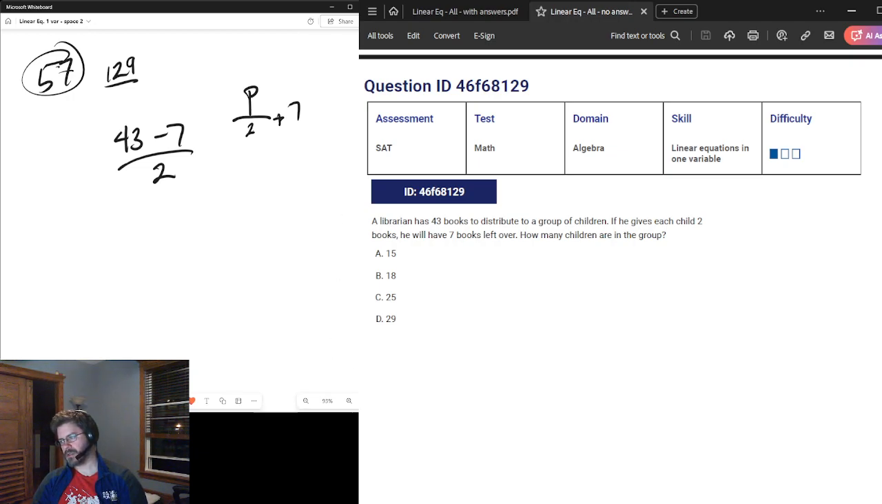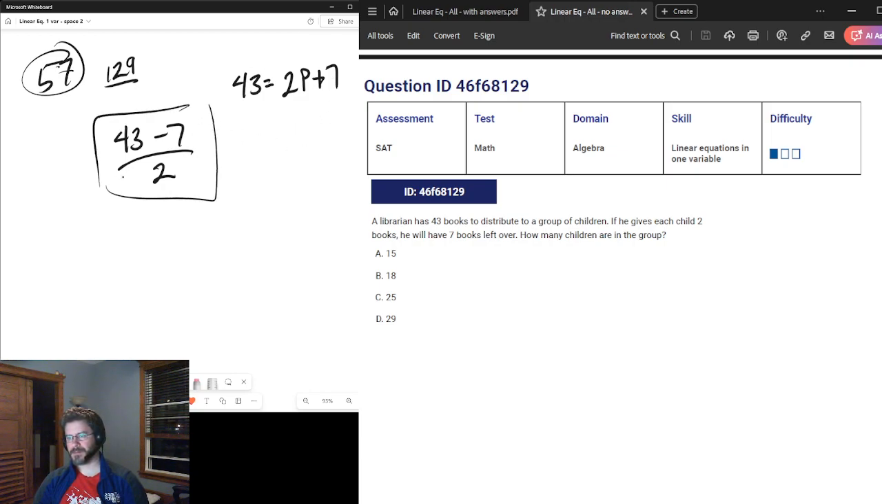No. Divide by 7. Let's talk through the idea here. So if I want each kid to have 2 books, the number of books is equal to 2 times the number of kids plus 7. And then we subtract the 7 and divide by 2. That's where this comes from.